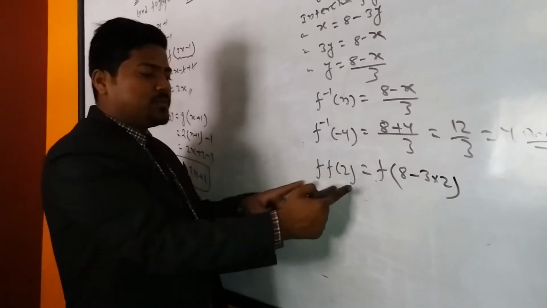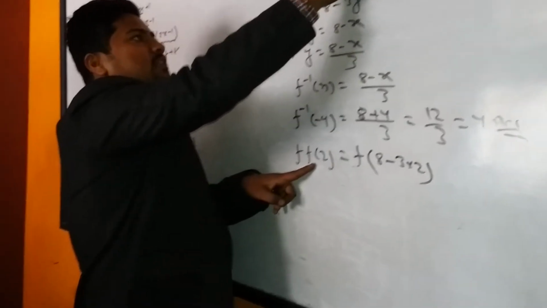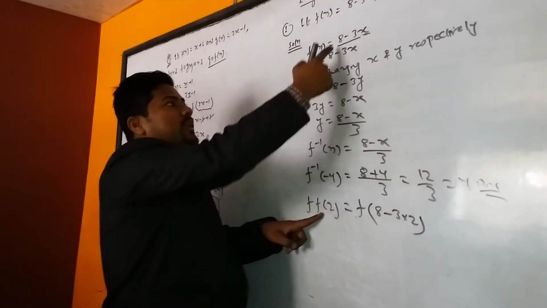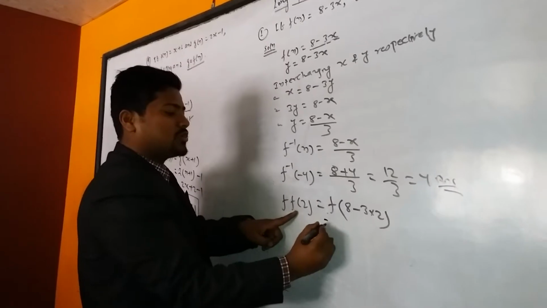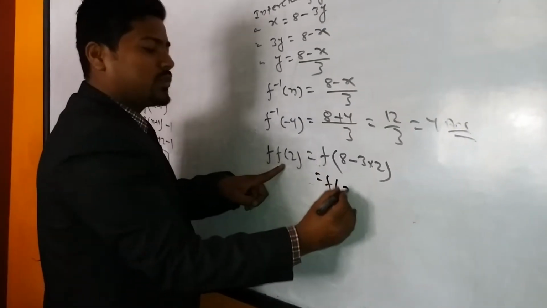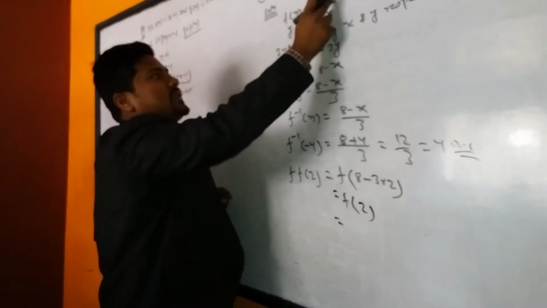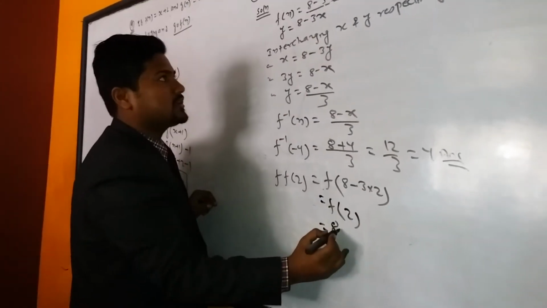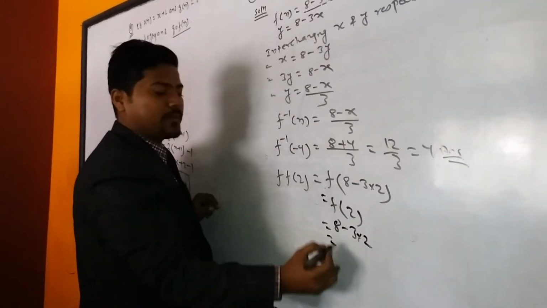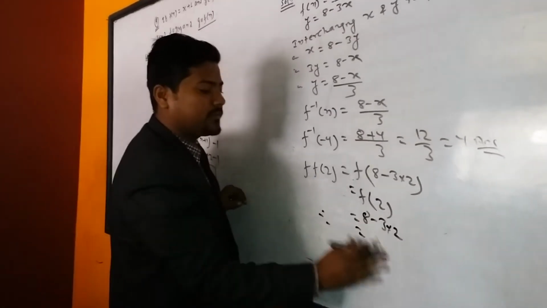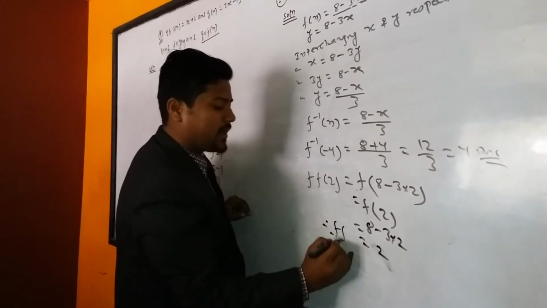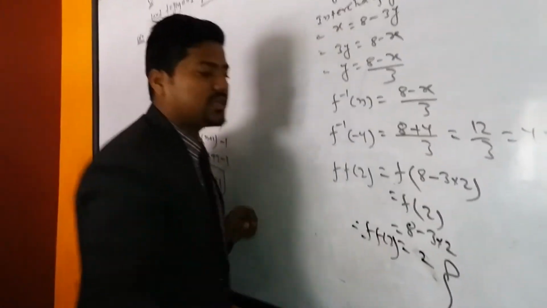Because f of 2 means, in the place of x, what do we have to put? 2. So here 8 minus 3 into 2. So f is equal to what will come? 2 will come. Again f of 2. Again we have to do f of 2. So again here, in the place of x, 8 minus 3 into 2. Again what will come? 6. Therefore 2. Then f f of 2 is equal to 2, which is our answer.